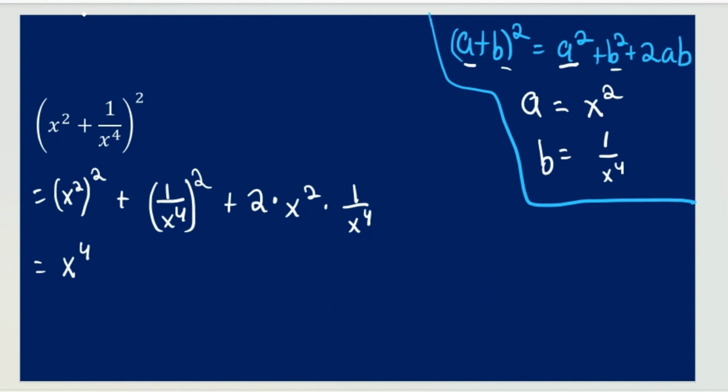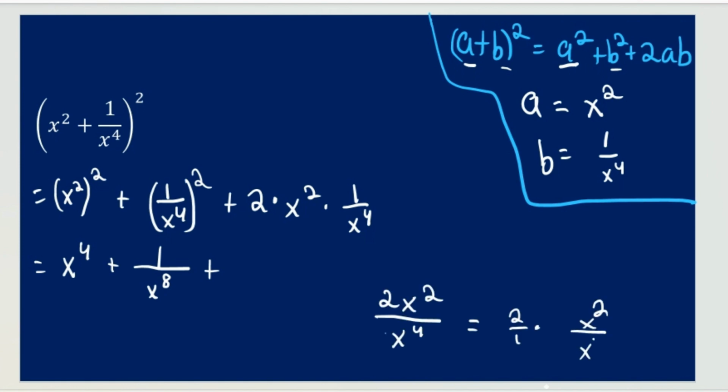Now, term 2. The second term, (1 over x to the 4) whole square. Again, 1 to the exponent of anything is going to be 1. Then the denominator, (x to the 4) whole square, is going to be x to the exponent of 4 times 2, and 4 times 2 is going to be 8. So we're going to write 8. Plus, now, 2 times x squared over x to the 4.